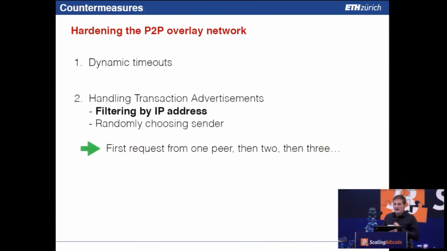Second of all, we should handle the transaction advertisement differently. There shouldn't be a FIFO queue. So we should, first of all, filter by IP address. So one IP address, for example, can only advertise a transaction once. In addition, we should choose some senders randomly and not just in a FIFO setting, right? So if we don't receive a transaction, we can first request from one, then from two, and so on, to be sure to receive it at some point in time.